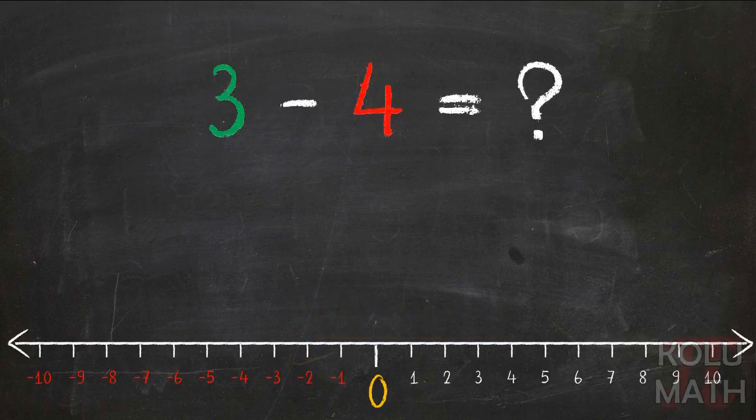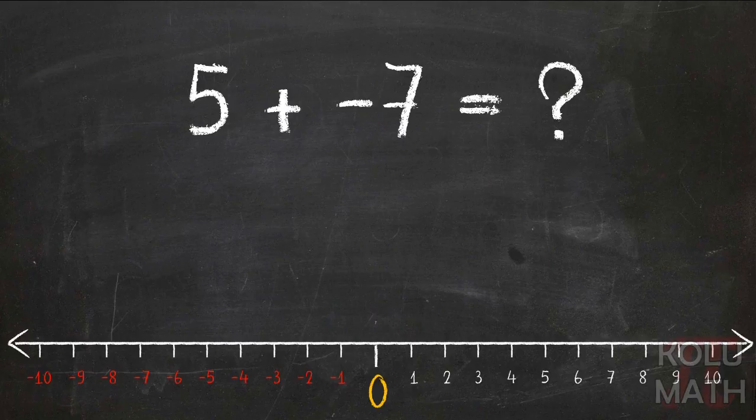Let's take a look at another one. All right, so we count up 3, 1, 2, 3, and we take away 4. 1, 2, 3, 4. Cool, and we end up at -1. See, we don't even have to worry about these negative numbers. Who cares if they're scary? We can just use the number line, and we never have to even think about what they are.